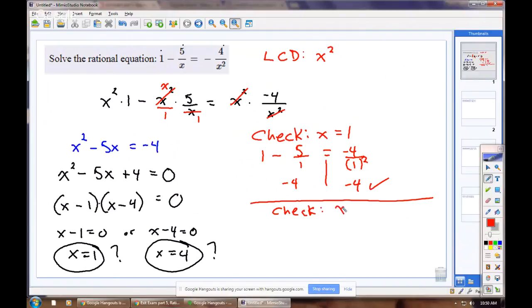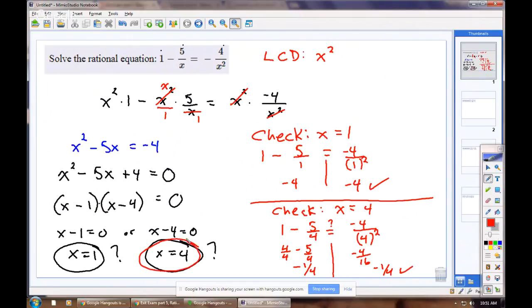Now the other one. Let's check to see what happens when x is 4. That's going to give me 1 minus 5 over 4, and I think maybe that equals negative 4 over 4 squared. And then we clean up one side separate from the other. So 1 minus 5 fourths, well, that would be 4 fourths minus 5 fourths, which is negative 1 fourth. On this side, that's going to give me negative 4 over 16, which reduces to negative 1 fourth. And yep, both of them do check.